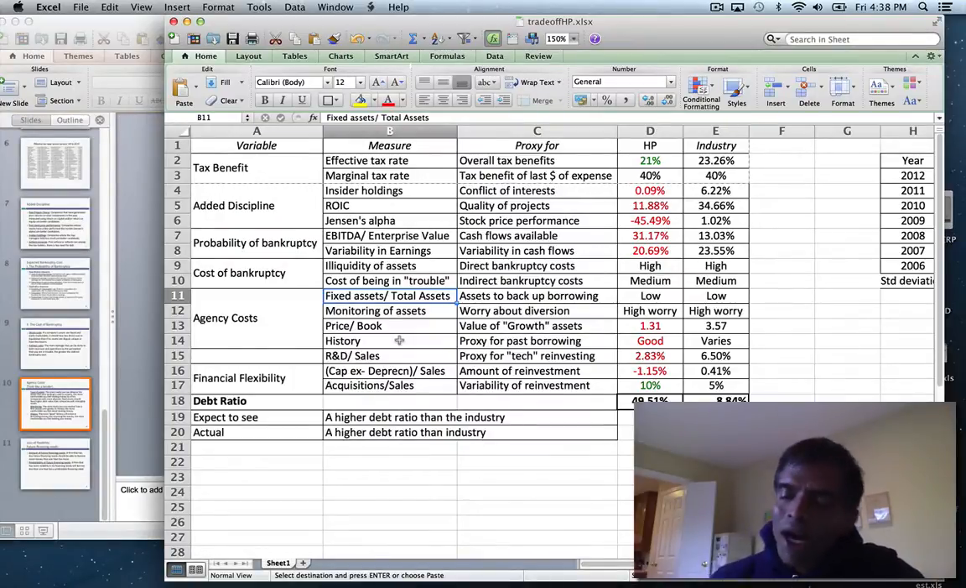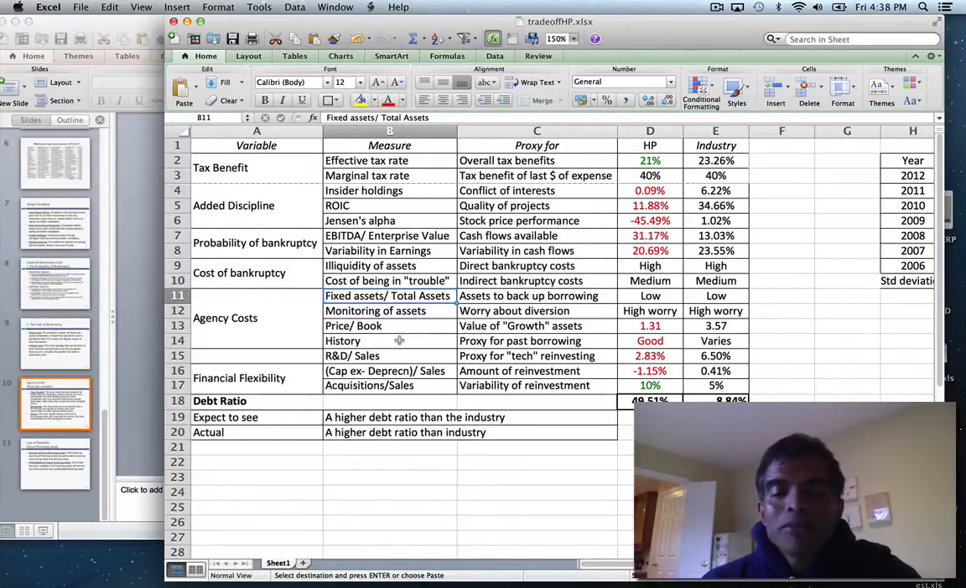Loosely speaking, the higher that number, the more value that the market is attaching to future growth. And if I'm a lender, I'm a lot more wary about lending on future growth than on existing assets. So lower numbers there make me feel more comfortable about lending to a company. Higher numbers make me feel more uncomfortable. HP's price to book ratio is 1.31. The average for the sector is 3.57, much, much higher. So on that dimension, at least, I feel a little better about lending to HP.